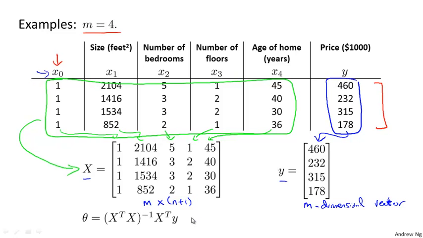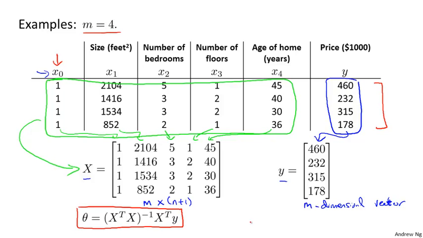Finally, if you take your matrix X and your vector Y, and just compute theta to be equal to X transpose X inverse times X transpose Y, this will give you the value of theta that minimizes your cost function.